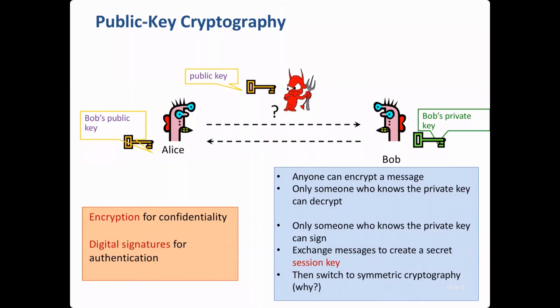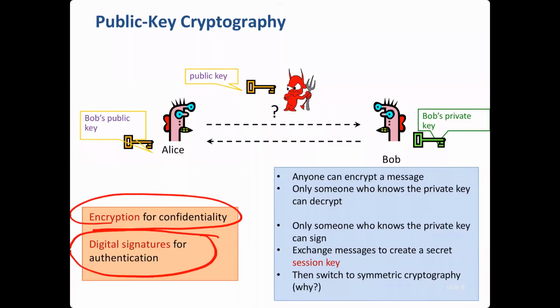So now this method, asymmetric key encryption, we can use for encryption, for confidentiality, and we can also use for authentication. That's called digital signatures, which we'll study today. All right. Okay.